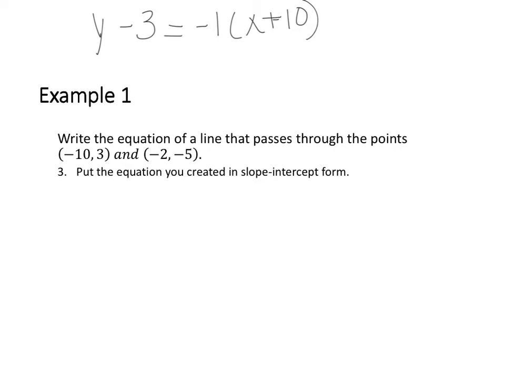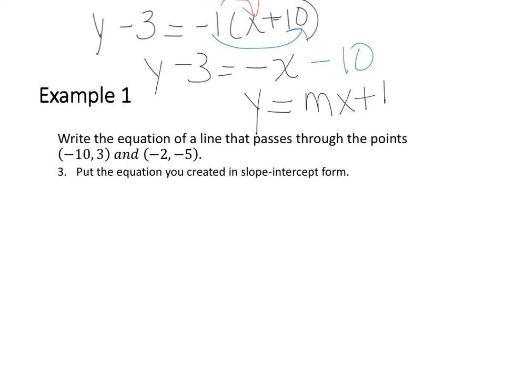Take that equation, put it in slope-intercept form. So here's my equation in point-slope form. First thing I've got to do is get rid of my parentheses, so I'm going to distribute my negative 1. So I have y minus 3 equals, and I distribute my negative 1 to x, so I have negative x, or negative 1x if you prefer, and then I distribute the negative 1 to 10, which gives me negative 10. Now, if you will remember, my slope-intercept form, and I need that to graph, is y equals mx plus b.